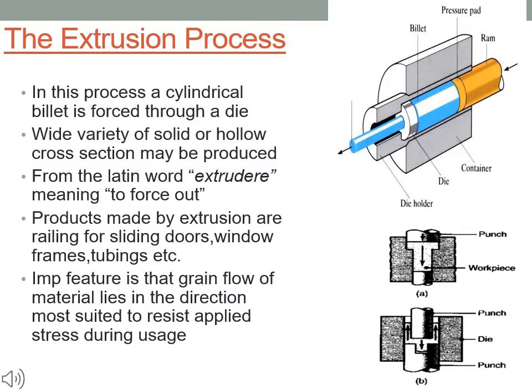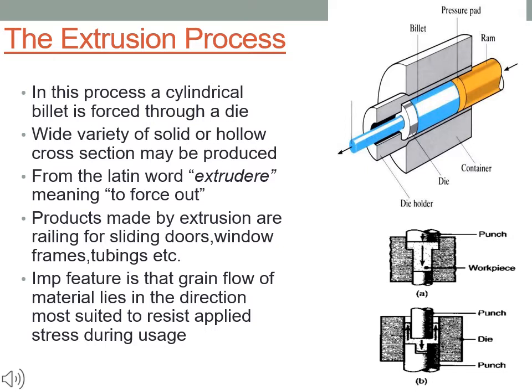The extrusion process. In extrusion, a cylindrical billet is forced through a die in a manner similar to squeezing toothpaste from a tube. A wide variety of solid or hollow cross sections may be produced by extrusion, which essentially are semi-finished parts. From the Latin word extruder, meaning to force out.